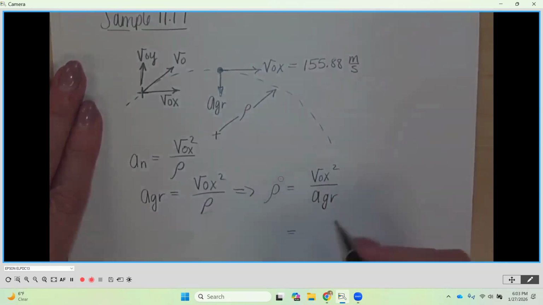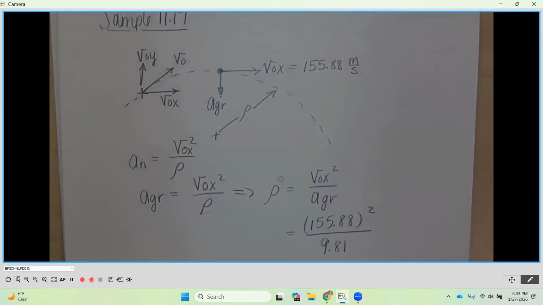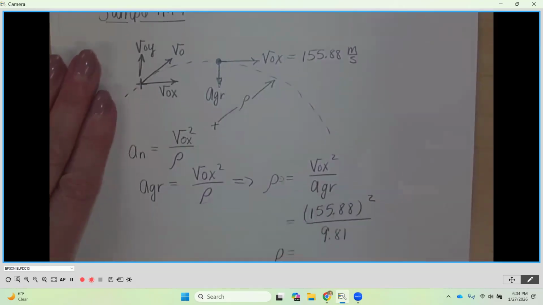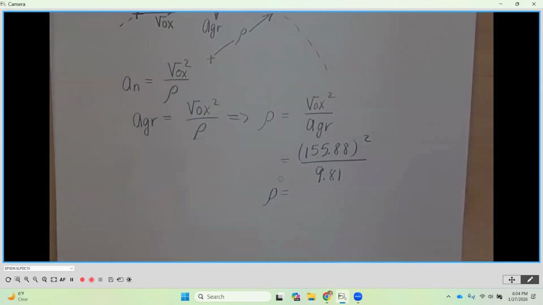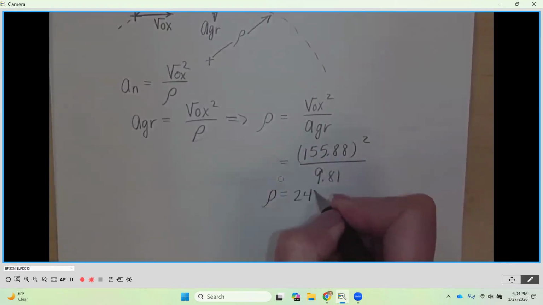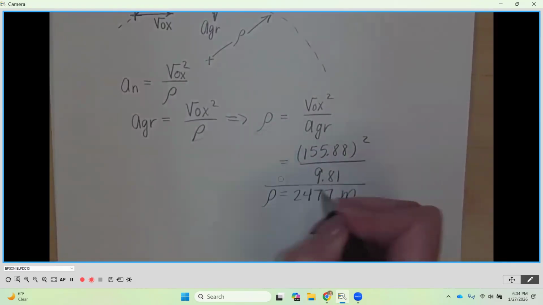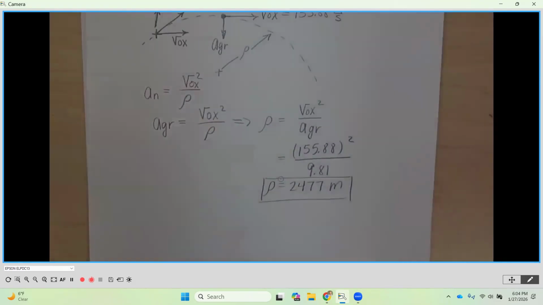Okay, so now it's just kind of a plug and chug. 155.88 squared divided by 9.81. What do you get for your radius of curvature? You get 2477 meters. Okay, very good. And that's it. That's that problem.